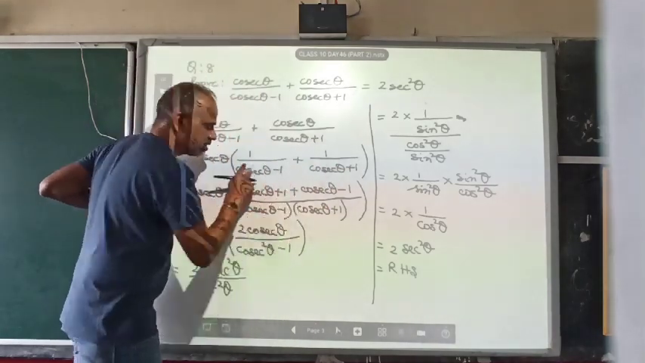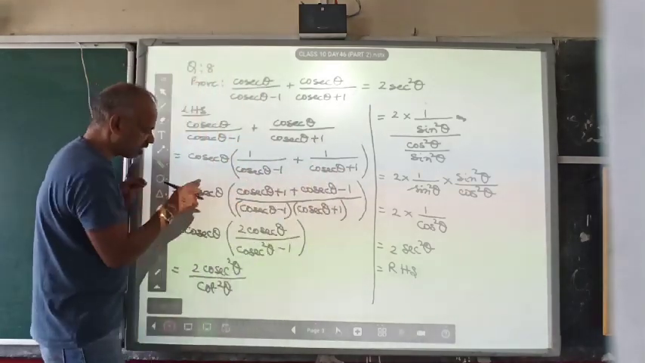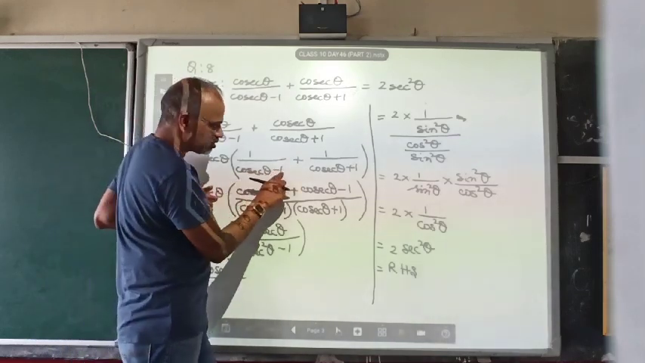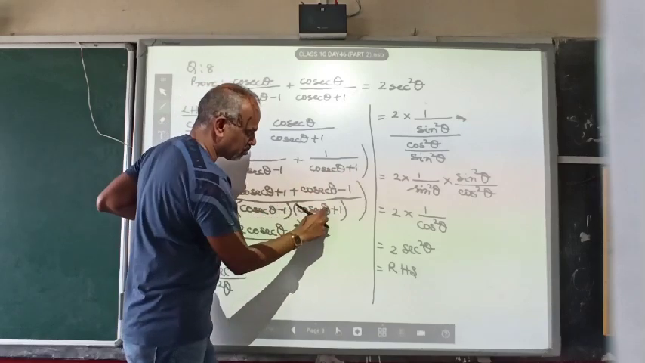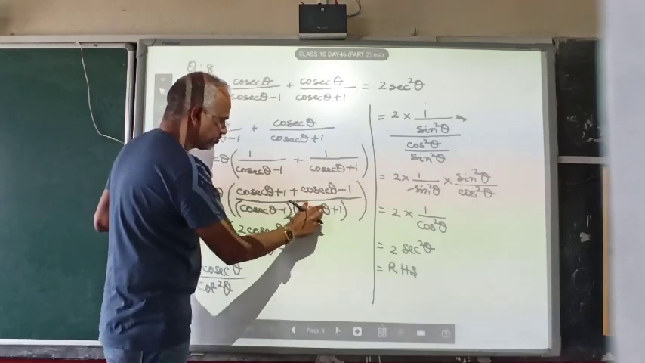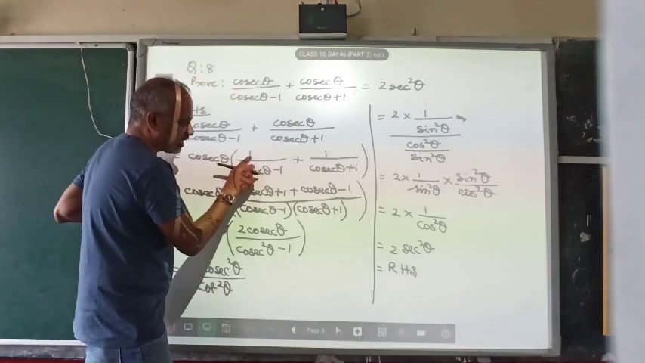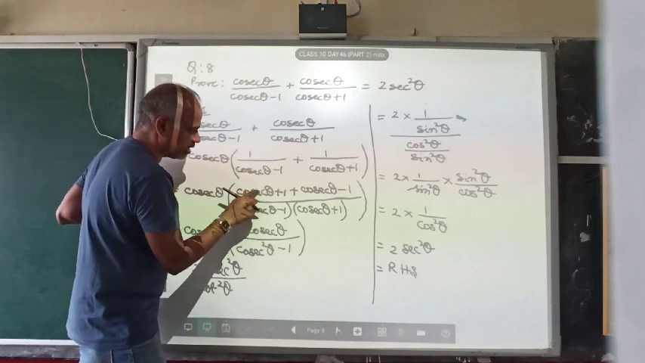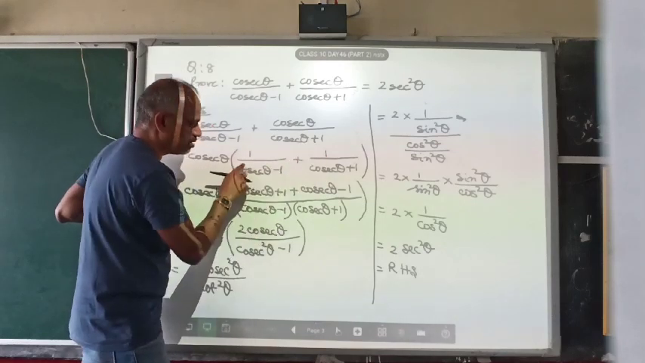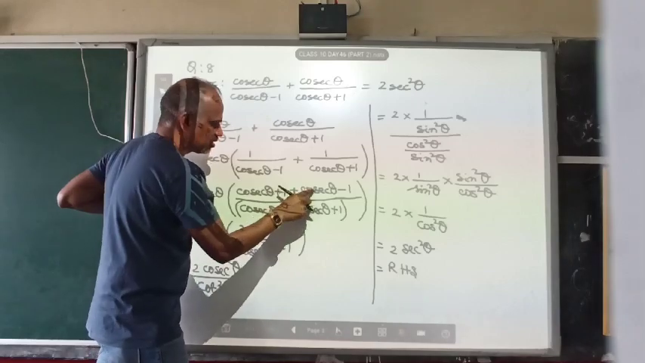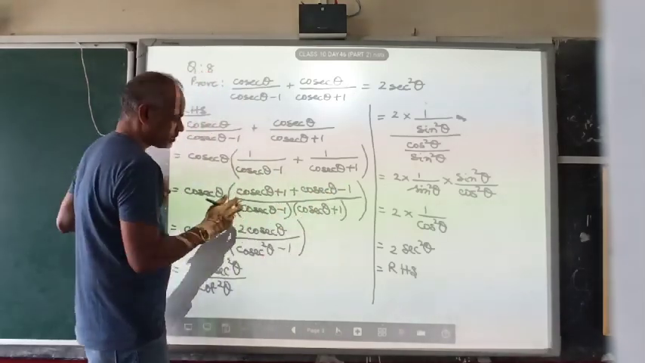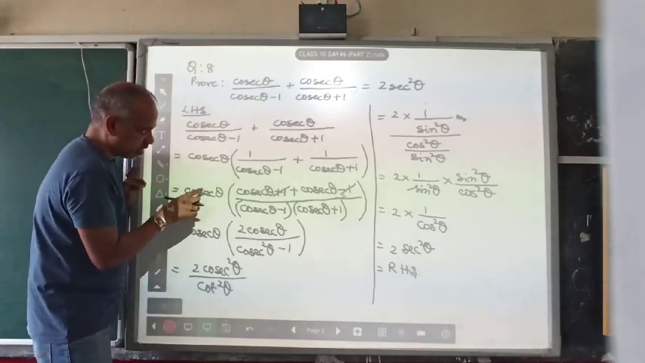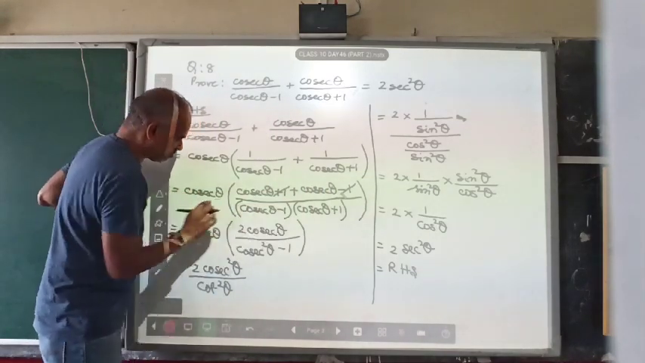Now to simplify this, you will have to find the LCM. So cosecant theta remains the same, and then the LCM is cosecant theta minus 1 into cosecant theta plus 1. Both of them put together is the LCM. So this has to be multiplied with cosecant theta plus 1. So multiply this here, that's cosecant theta plus 1, and this has to be multiplied with cosecant theta minus 1. So plus cosecant theta minus 1. The plus 1 and the minus 1 will get cancelled. Now divided by this, that was the LCM.